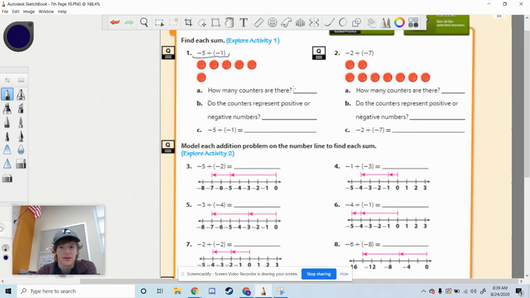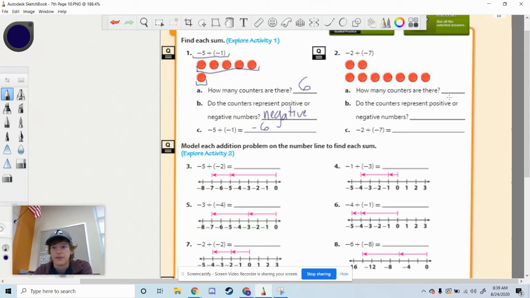So part A, how many counters are there? We have 1, 2, 3, 4, 5, 6. We have 6 counters. Do the counters represent positive or negative numbers? These are red, so they represent negative. And if we started with -5, and we added another -1, our total sum is -6.